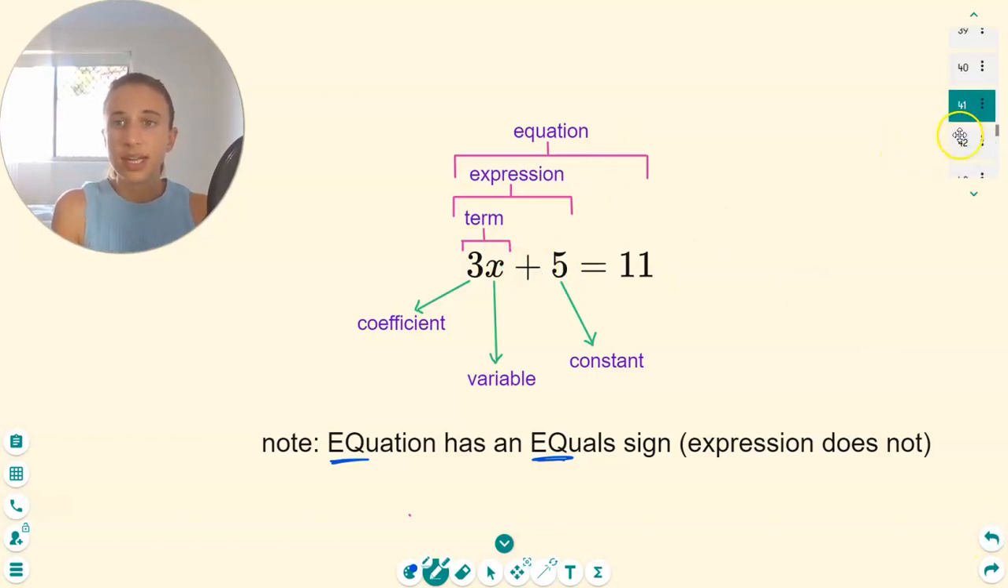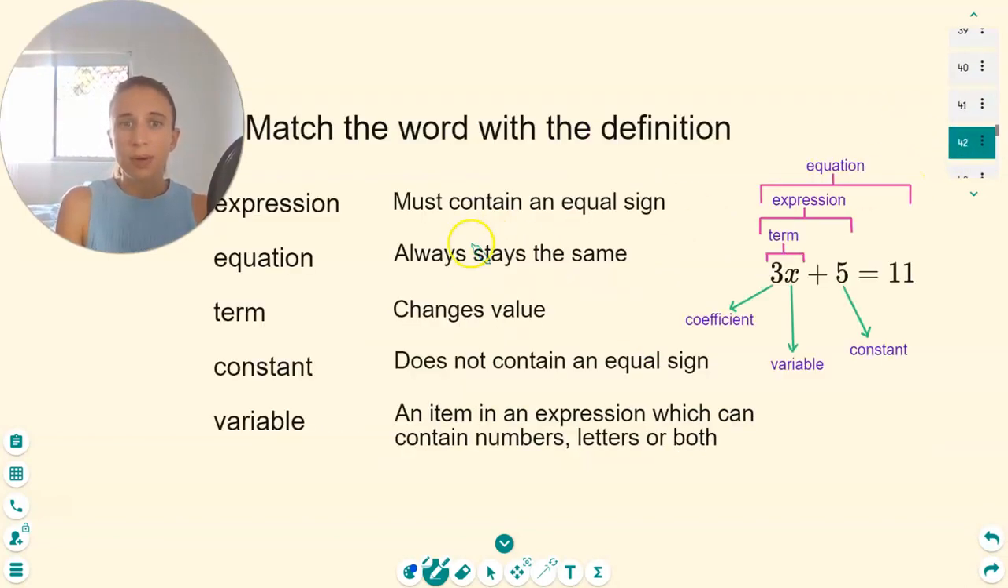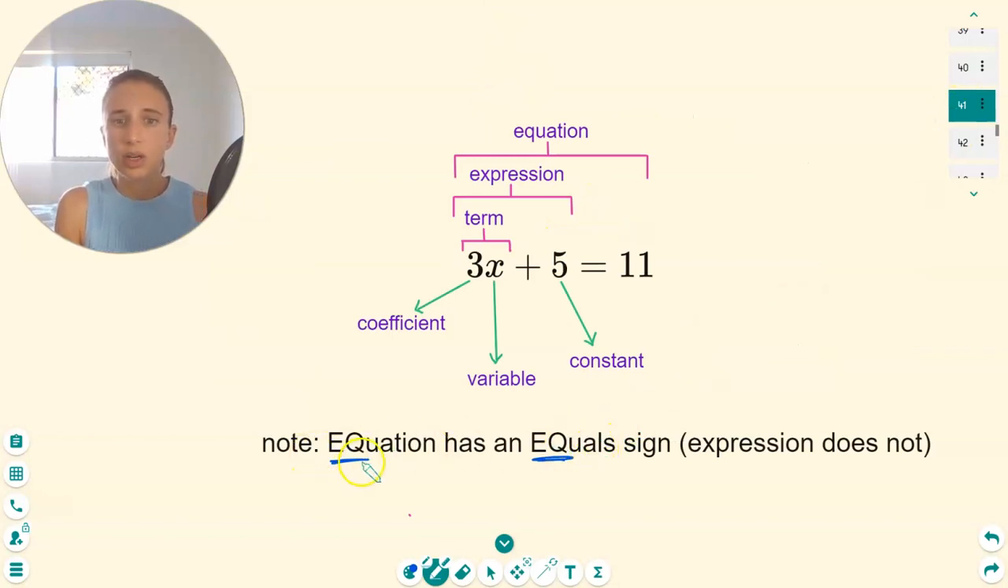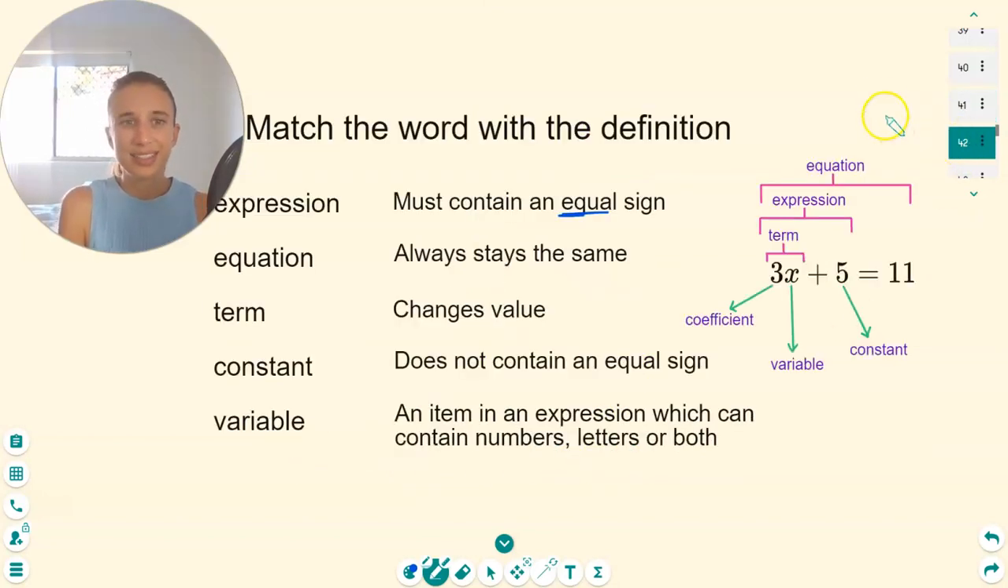But let's check it out. Test our knowledge by matching up little terms here. It says match the word with the definition, and we've got this to help us if we need. Now let's check out the definitions. Must contain an equal sign. Well, remember back here, an equation has an equal sign. An equation must contain an equal sign. So let's mark that up.